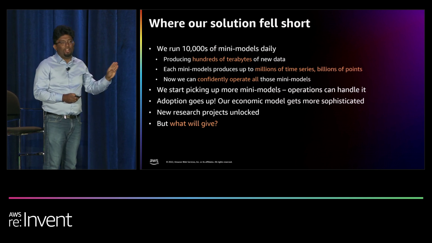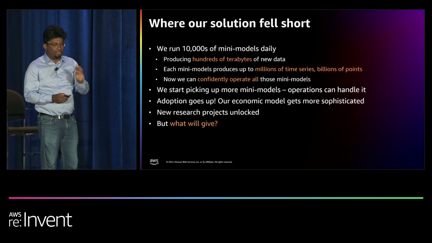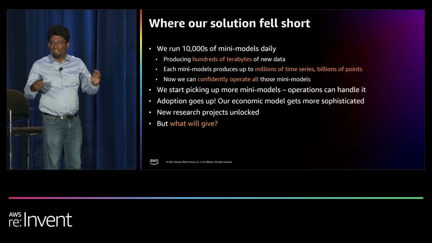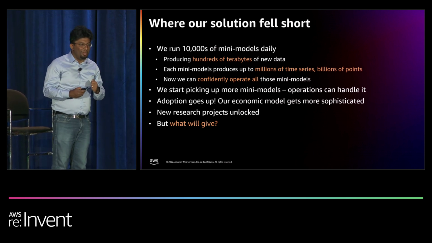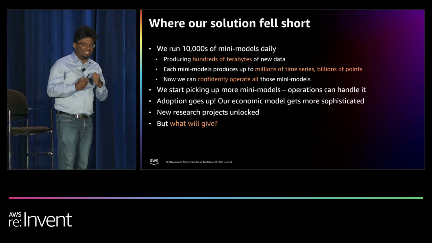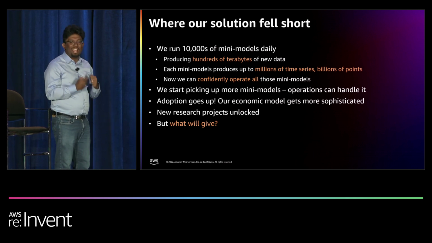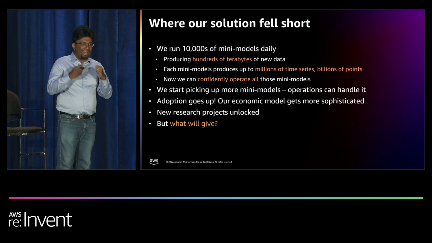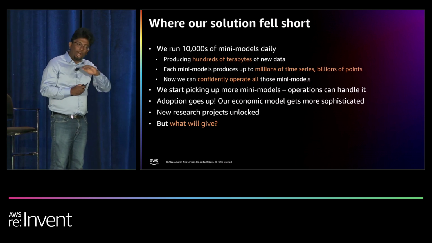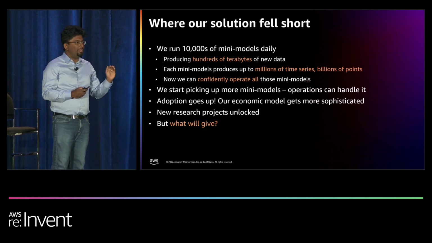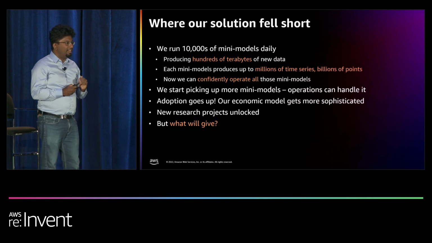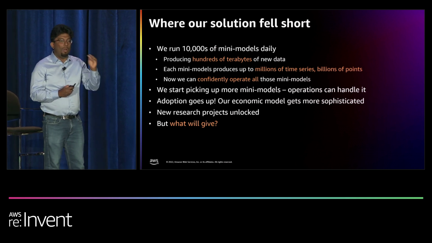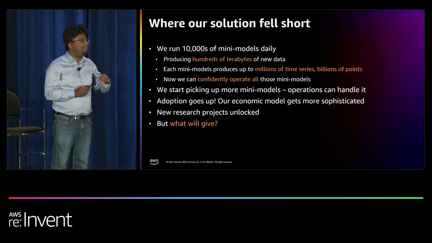Now we can confidently operate all these mini models. That's great. So what happens in a company where we get confidence? Well, we build more, right? We build more mini models because now the operations teams can handle it, because they are able to reliably operate these. Adoption goes up. And when adoption goes up, our economic researchers decide, hey, we could do more advanced things now because we can really understand what's going on.